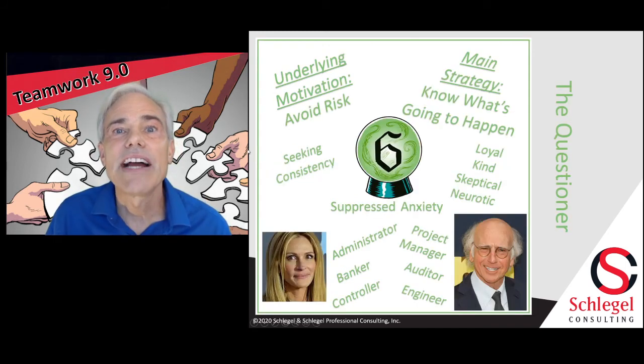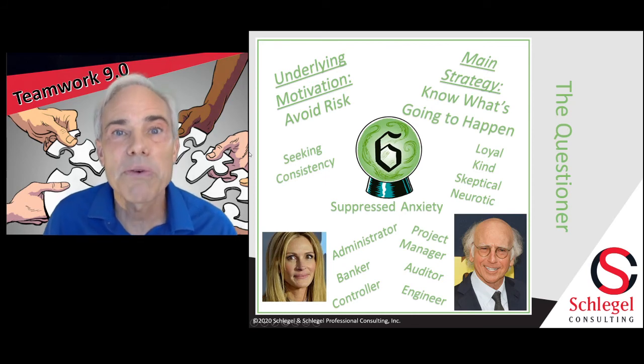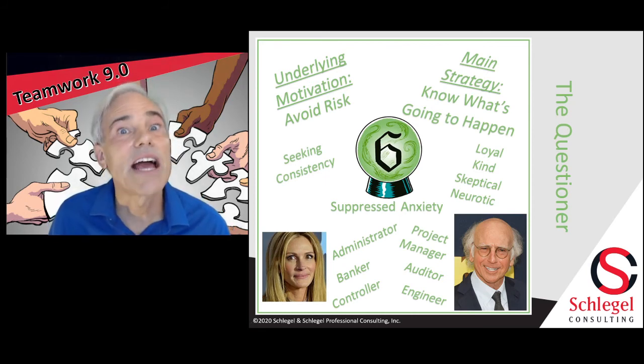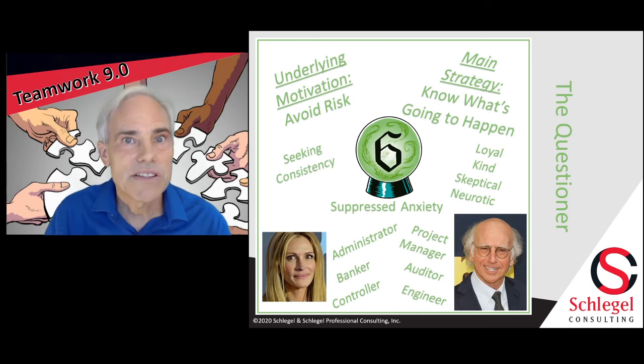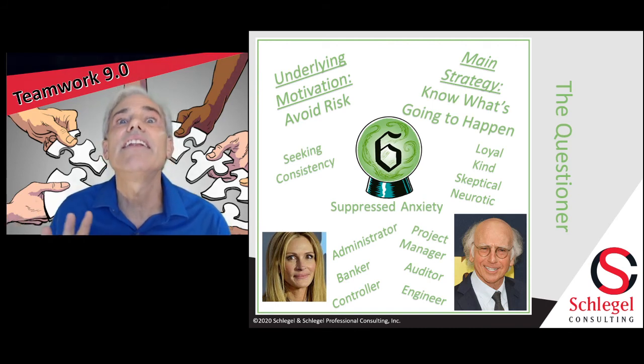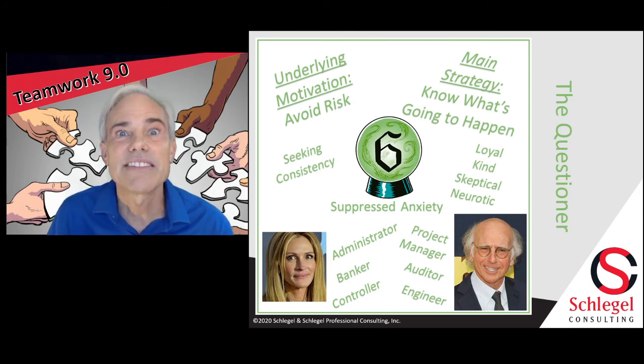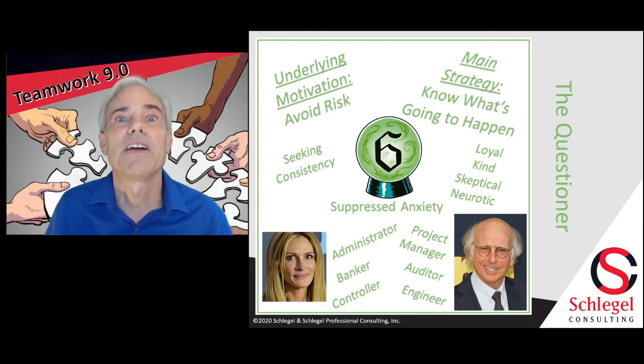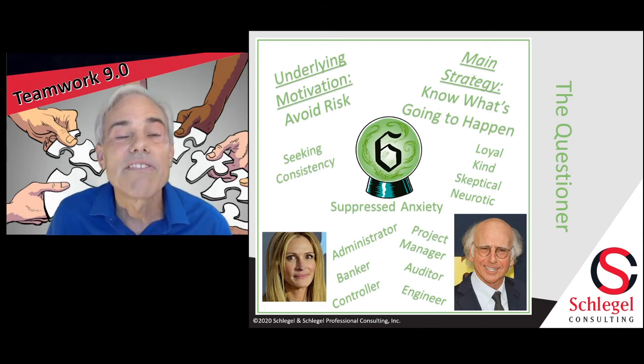All right, finally we have the suppressed anxiety type 6. Now, they want to eliminate anxiety, and the way they do that is if they know what's going to happen, then they can avoid risks and make their anxiety go down. So they're constantly avoiding risks. When they sense risks coming up, their anxiety comes up. So they want to find a path forward with the fewest risks.